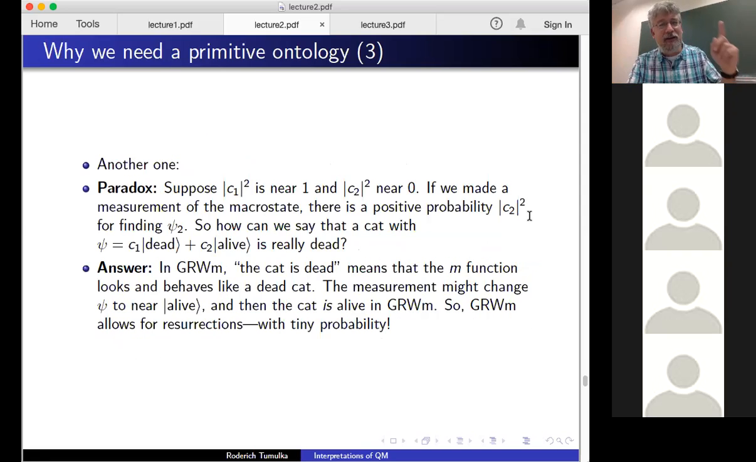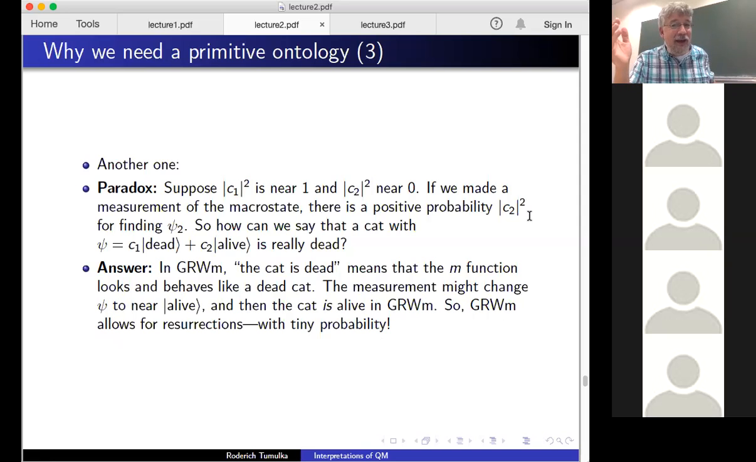Okay, here's my next slide. Another paradox. Suppose now that after GW collapse, one coefficient is near 1 and the other coefficient is near 0. But it's not exactly 1 and exactly 0. Now, if we made a measurement of the macrostate, there's a positive probability, C2 absolute squared, for finding the psi2 contribution. So how can we say that a cat with this kind of superposition is really dead? If there's a non-zero probability of finding it alive if only we look.